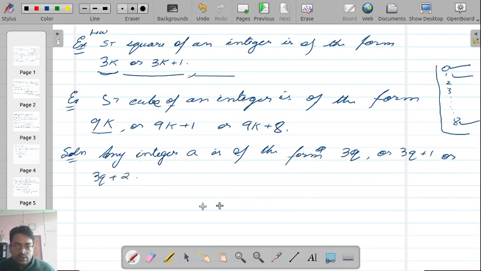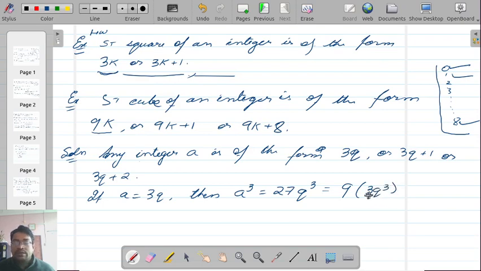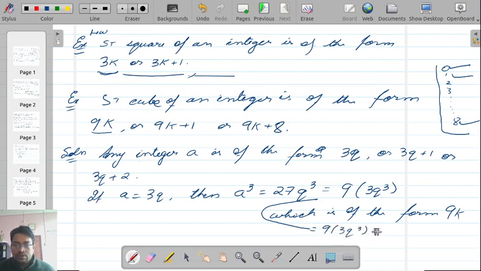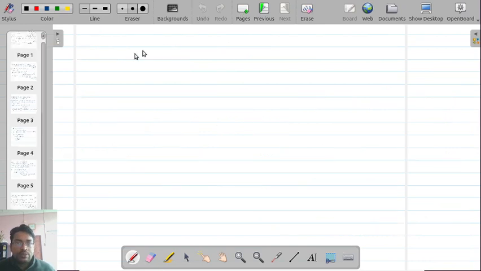Okay, so now we will test one by one. If a is equal to 3q, then what happens to a cube? A cube becomes 27q cube. So I can write this as 9 into 3q cube. So this 3q cube I can replace by k, which is of the form 9k. Alternatively, you can write it as 9 into 3q cube, which is equal to 9k, where k equals 3q cube. You can write it this way also. It's all the same, right?